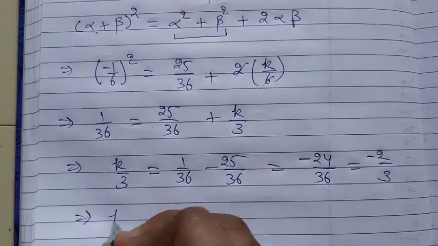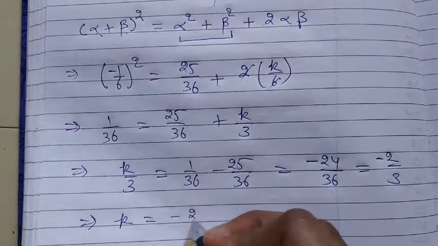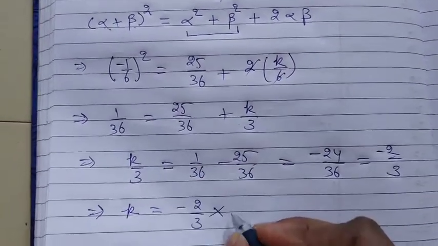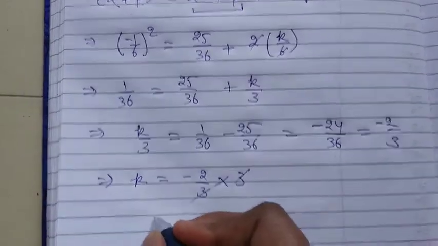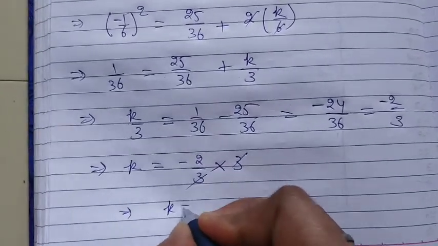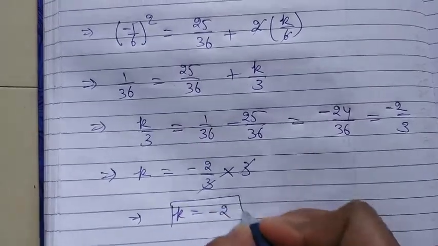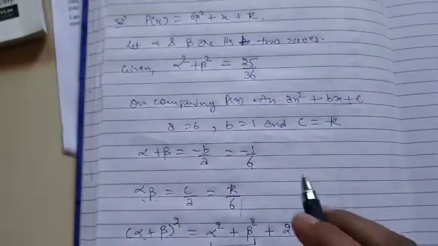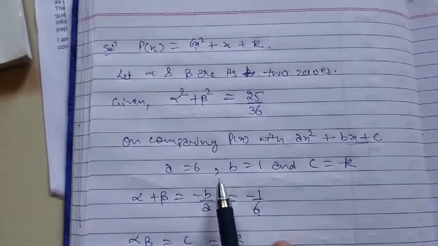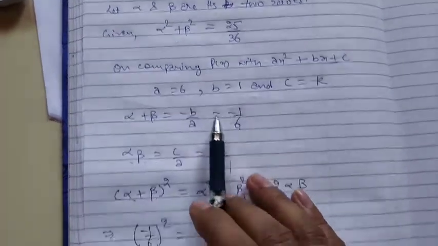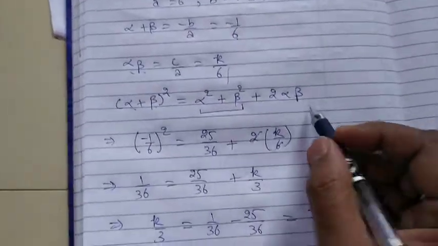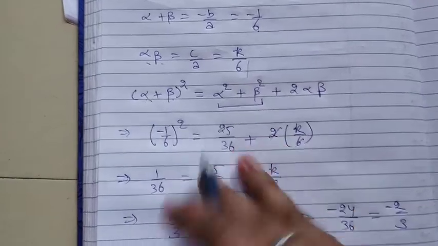So it implies k will be minus 2 by 3 into 3. The 3 and 3 cancel out and the value of k will be minus 2. See, the question is very easy and this is a very important question. The trick was to use the identity of a plus b whole square.